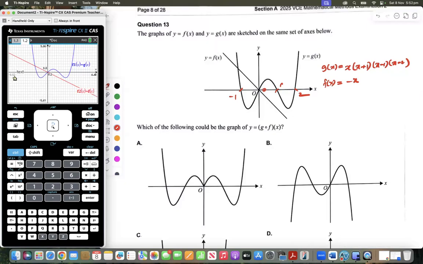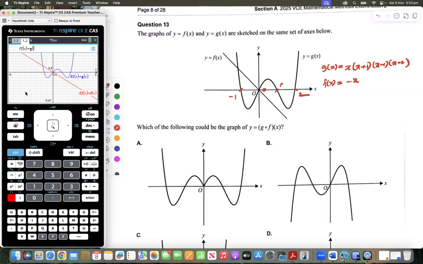So this is 5, right? I make it 5 and negative 5. And this one is positive 5. Yeah, looks good. Okay. What do I need now? I want to get g of f of x, right? Let's plot it.